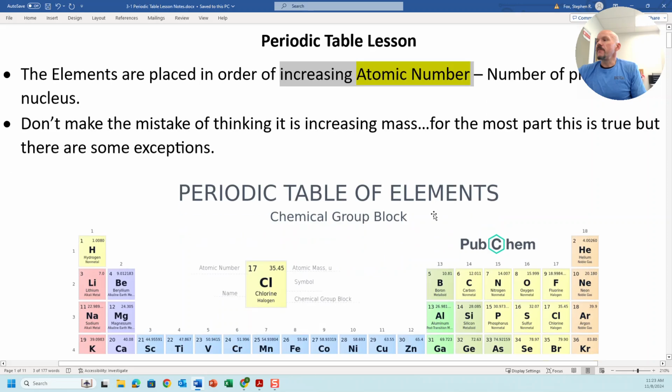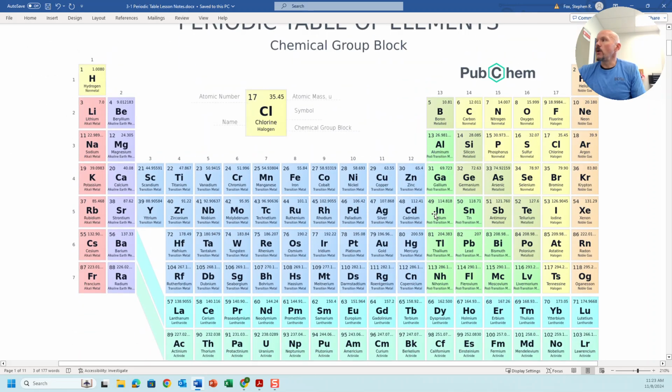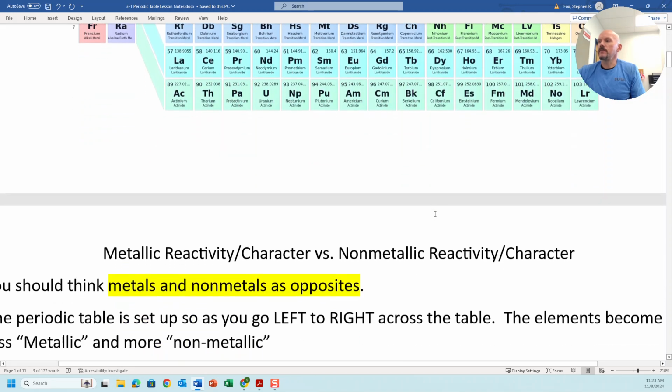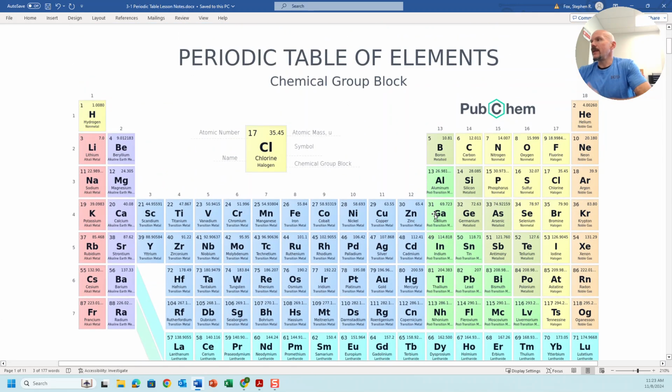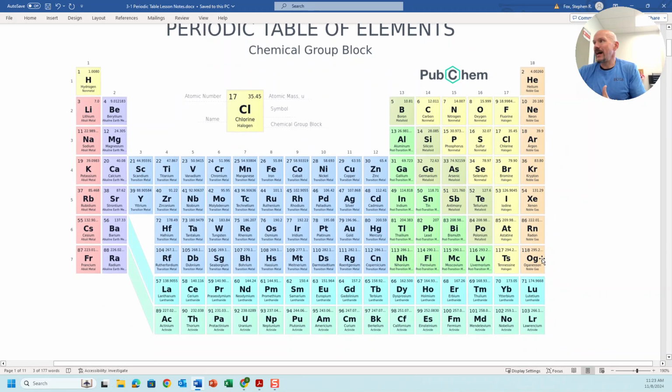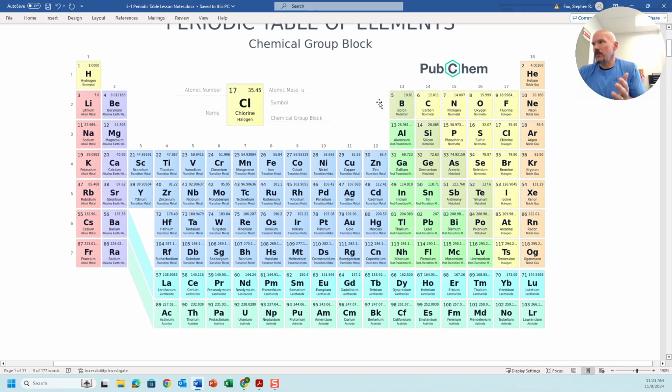All right. So the very first thing you really want to know are where the metals are and where the non-metals are. Okay, and another thing to understand is how the periodic table is set up. So it's not just increasing atomic number, right? The elements are in the same vertical column because they react the same way chemically.